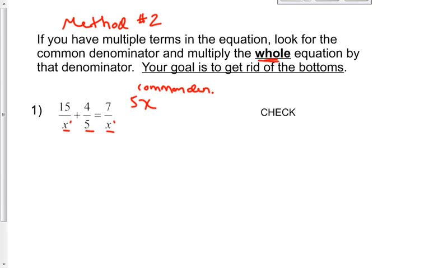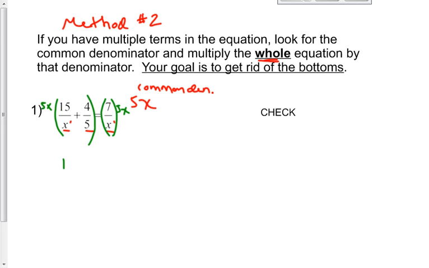What do I do with that 5x? I'm going to multiply the entire equation by 5x. Now remember yesterday with fractions, we multiplied once in the top and then in the bottom, because we were trying to build up. Well, we don't multiply top and bottom anymore. What we do is multiply once on the left and once on the right. Whatever I do on the left side, I have to do the same thing on the right-hand side.